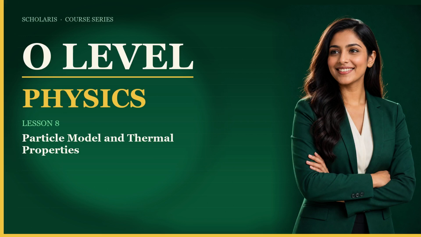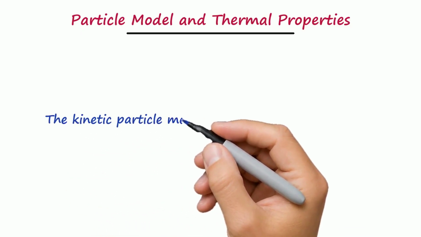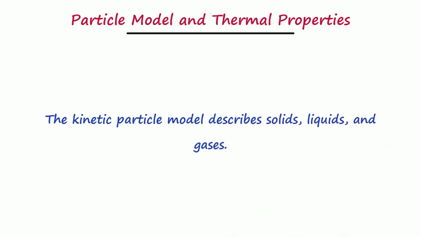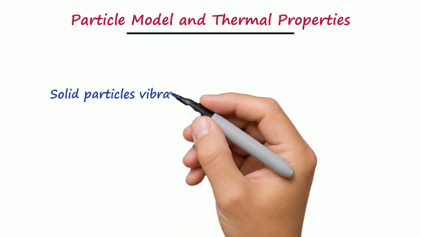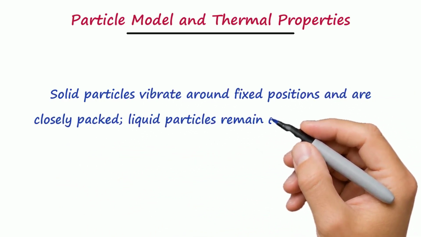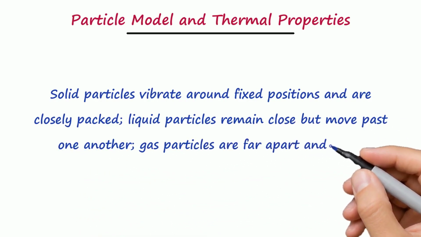Today in O-Level Physics, Lesson 8, Particle Model and Thermal Properties. The kinetic particle model describes solids, liquids, and gases. Solid particles vibrate around fixed positions and are closely packed. Liquid particles remain close but move past one another. Gas particles are far apart and move randomly.